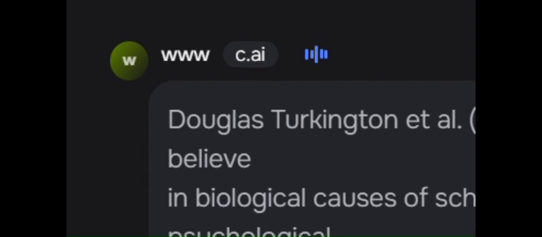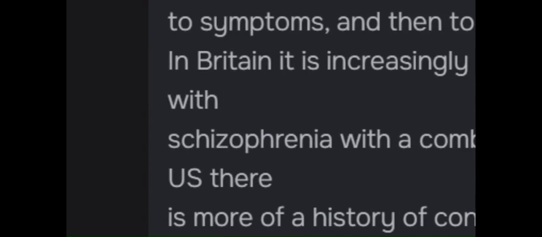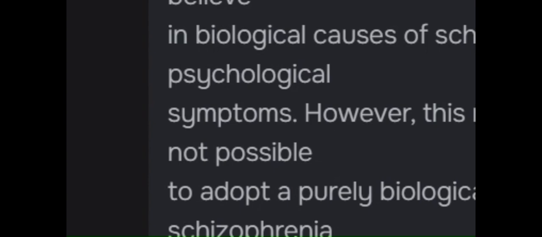It is not possible to adopt a purely biological approach and tell people diagnosed with schizophrenia that their condition is purely biological, and that there is no psychological significance to symptoms, and then to simultaneously treat them with CBT. In Britain, it is increasingly standard practice to treat people diagnosed with schizophrenia with a combination of antipsychotic drugs and CBT. In the US, there is more of a history of conflict between psychological and biological models of schizophrenia, and this may have led to slower adoption of an interactionist approach. Thus, medication without an accompanying psychological treatment is more common in the US than in the UK.